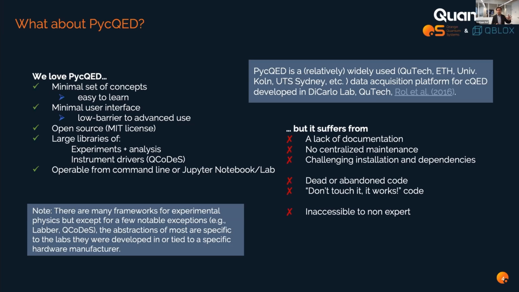But the problem with this academic software, why we can't build on it, is basically that it's not documented. There's no continuity in maintenance, and there's typically this "don't touch it, it works" kind of mentality. And so we really said we need to rebuild this from scratch.